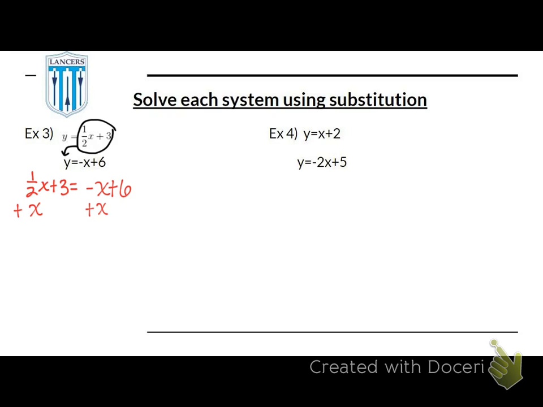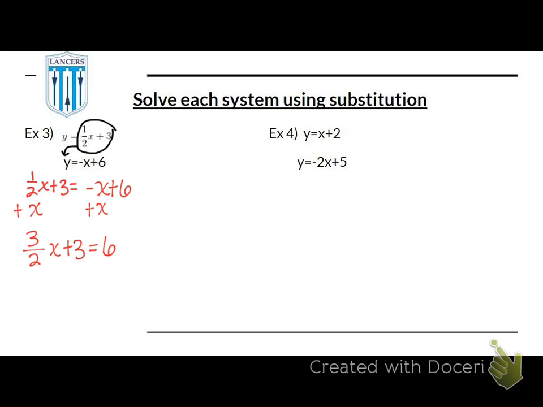Okay, we do have a little bit of fraction work here. If we have 1 plus 1/2, 1 1/2 as a fraction is 3/2. If you have a calculator, that might make it easier. Type in 1/2 plus 1. We're still adding 3 on that side. What do I still have on the right side? A 6.